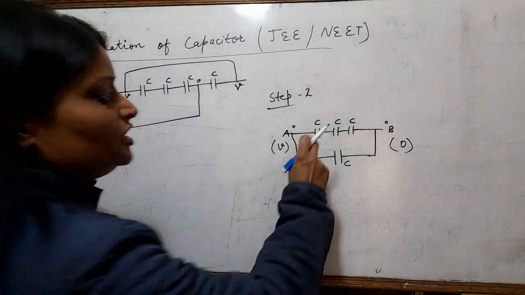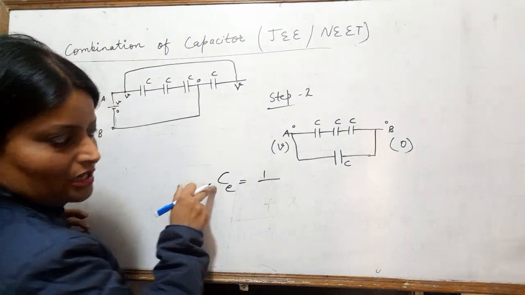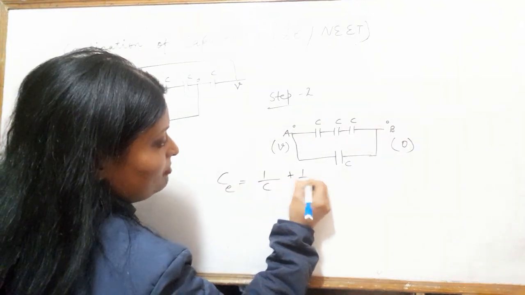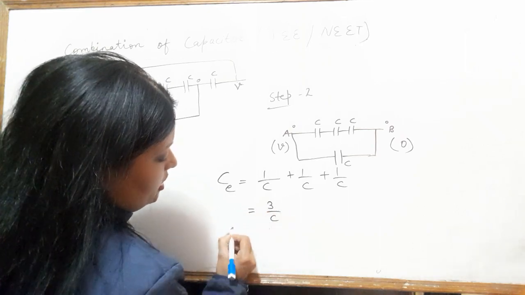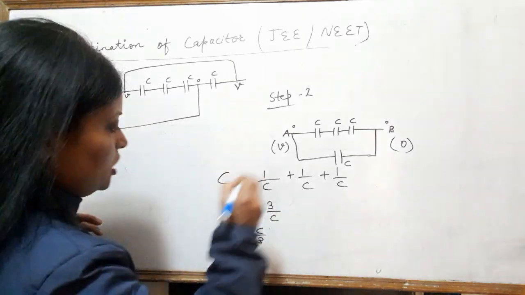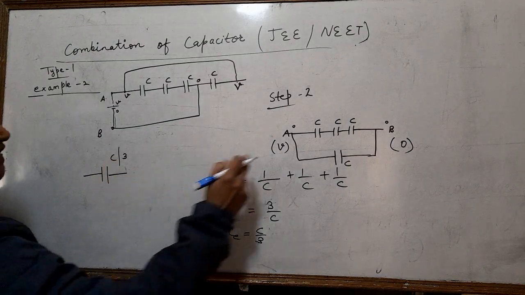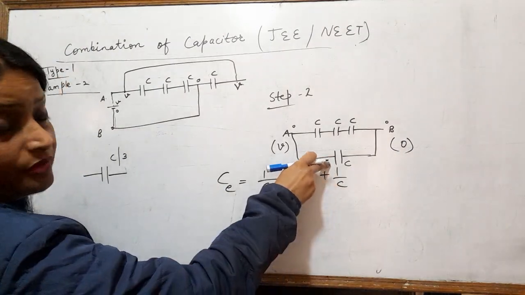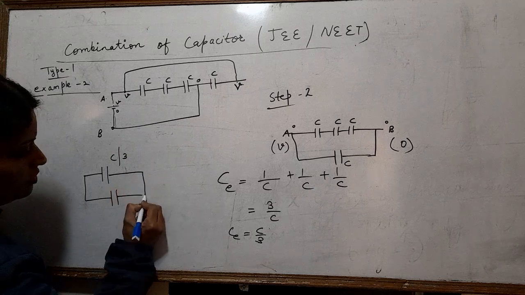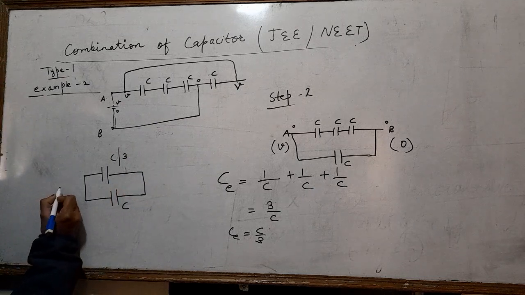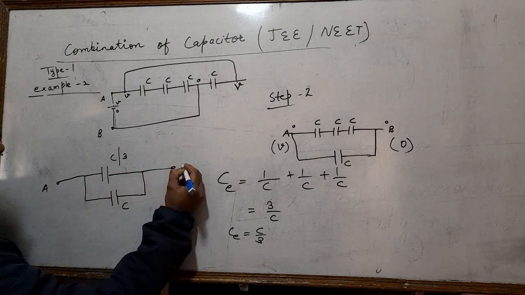How will you find it? These 3 capacitors are in series. So the equivalent capacitance CE becomes 1 by C plus 1 by C plus 1 by C. This gives the value 3 by C, and the equivalent capacitance is C by 3. Now this value C by 3 and this capacitor of value C are in parallel. So you have to draw a parallel capacitance. Now you can easily solve for the value between terminals A and B.